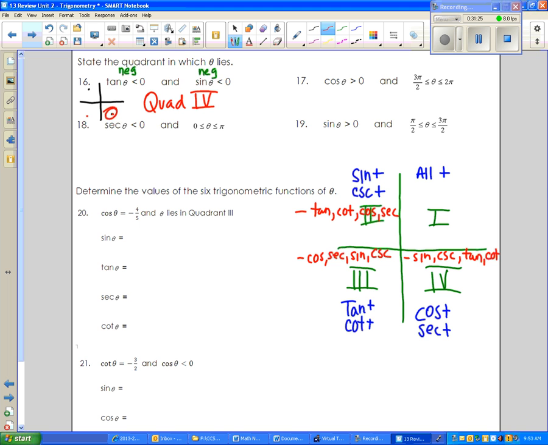And that's what I'm looking at, where they overlap. In number 17, again, I'm going to do this. The cosine is greater than 0, meaning the cosine is positive. So that means I'm either in quadrant 1 or quadrant 4. We're also told this time that theta is between 3 pi over 2 and 2 pi. Well, think about where that is. 3 pi over 2 is here at 270 degrees, and 2 pi is here. So that narrows it down to quadrant 4 again.